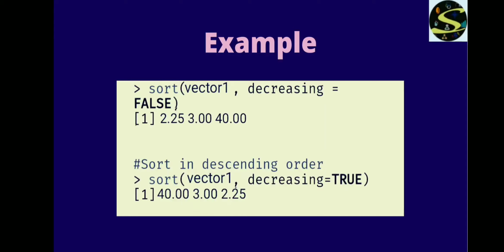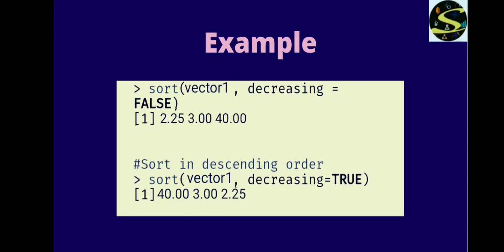So in the first case, we need not give the argument decreasing equal to FALSE; even if we are not using it, we are going to get an outcome for that. Whereas in the second case, especially when you want descending order, for sure you have to give the argument decreasing equal to TRUE. I hope you understood this.